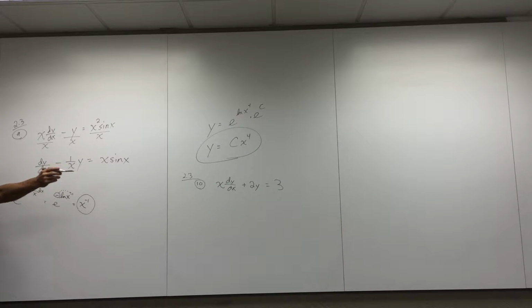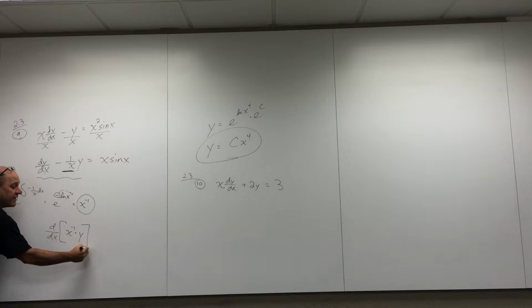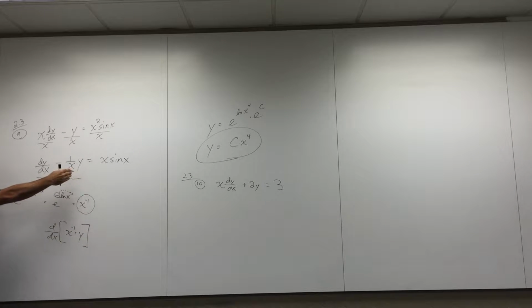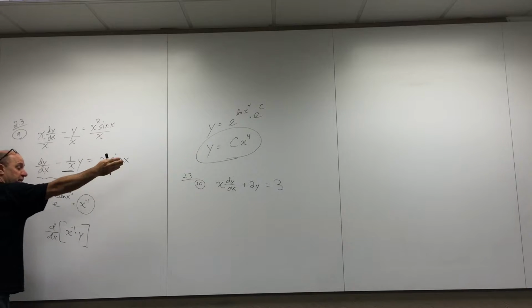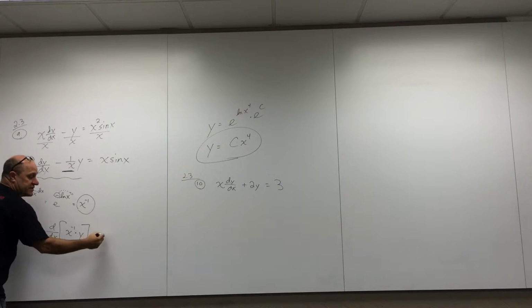Now, after you multiply through by it, it's very automatic that the left-hand side turns into the derivative of the product of the integrating factor times y. That's what the left-hand side is, so I write it as such. Don't forget you multiplied through by it, so your right-hand side has now been altered, and it is now just a sine x.